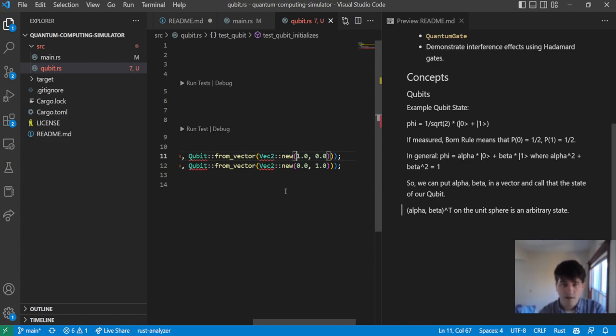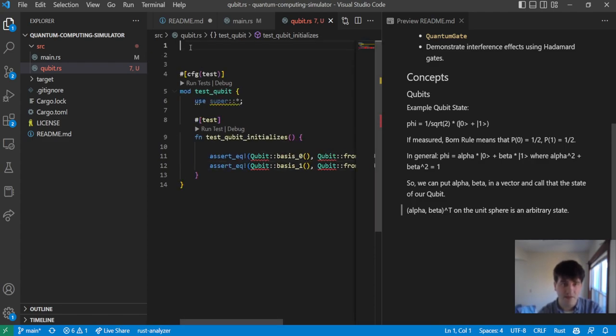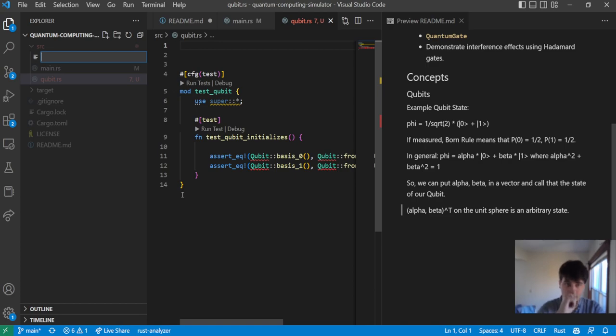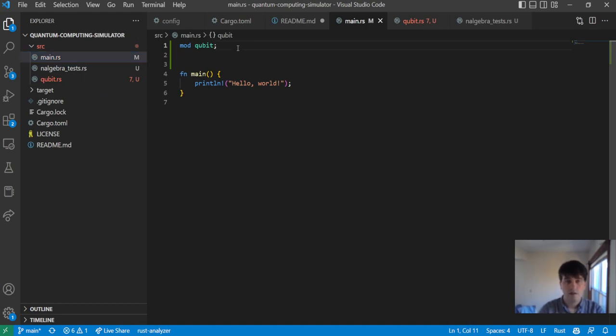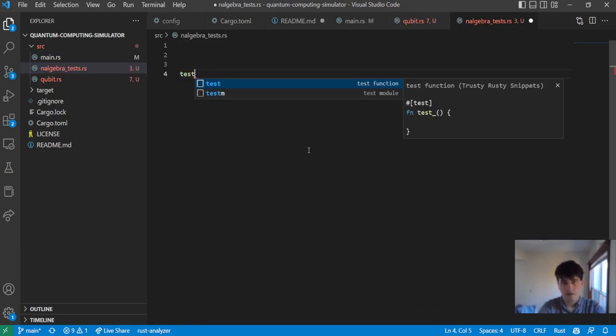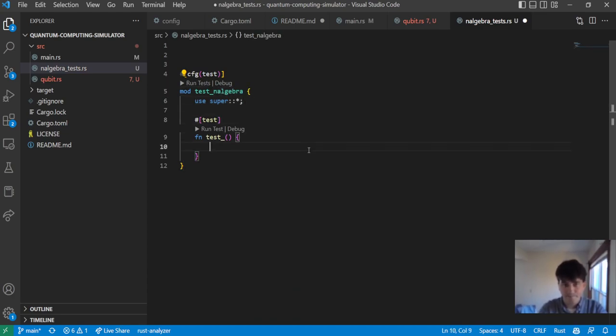Now, we do need these to be understood to be complex numbers, and for that, we want to make sure that the vec2 supports complex numbers. And I think I want to use NAlgebra's version of vec. So I'm going to create a new file here that we're just going to call NAlgebra tests. Let's close the README. And here I want to instantiate a complex vector, and wrong language. Use NAlgebra.